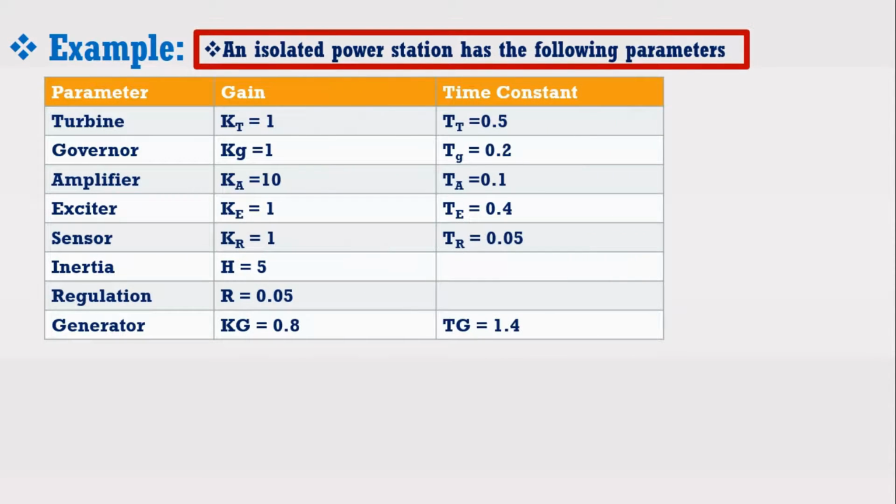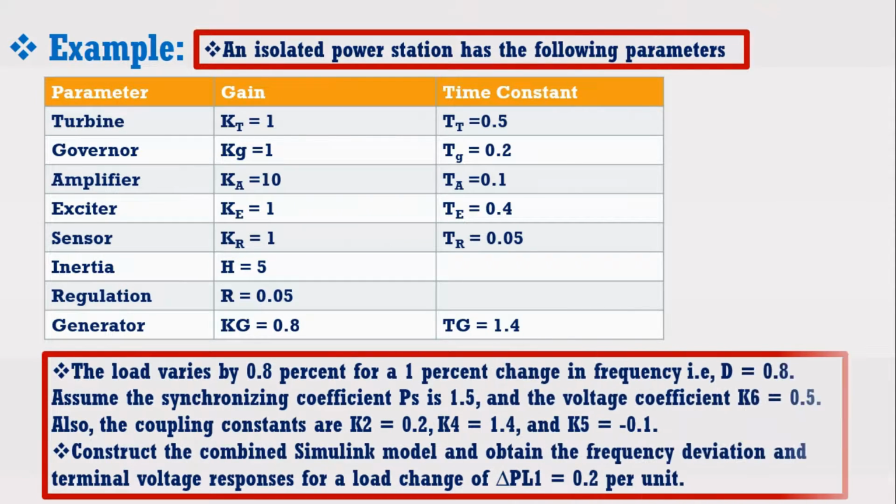As we are going to design the combined load frequency and voltage control model using transfer functions, therefore we need the time constant of various equipment used in the power system such as governor, turbine, inertia and load, speed regulation, amplifier, exciter, sensor and generator field in order to control both the frequency and voltage of the power system.